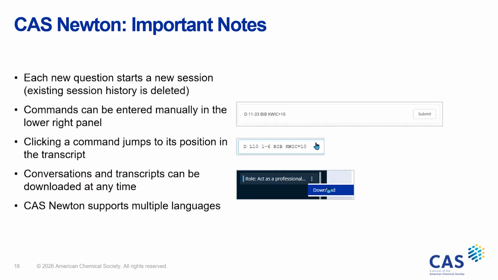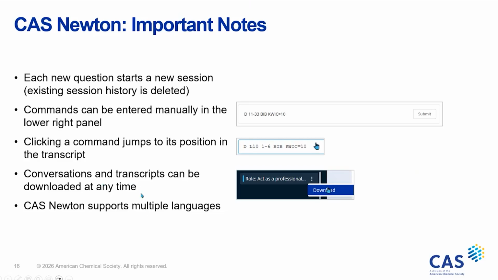Finally, that's the last slide. Just a few important notes related to CAS Newton. Each new question starts a new session, meaning the existing session history is deleted. Your existing L numbers, existing enum sets, etc. are deleted so that it can always start fresh with L number 1 with every separate Newton conversation that you start. Secondly, as you've seen in my example, commands can be entered manually in the lower right-hand panel. So that is always an option. You can click on a command in the conversation, and then it jumps to the position in the transcript.